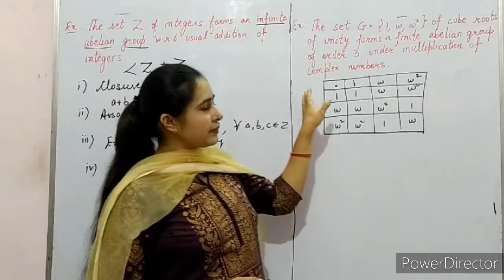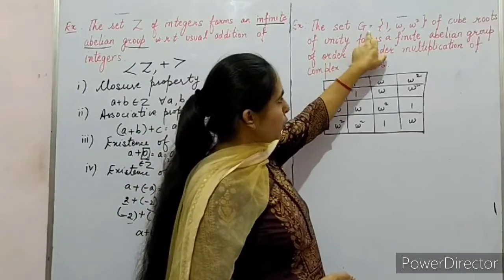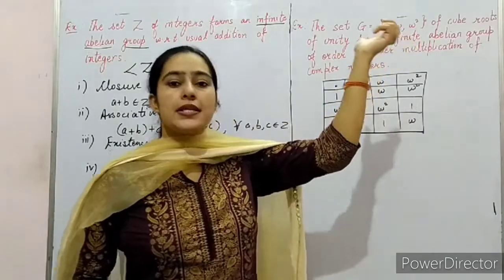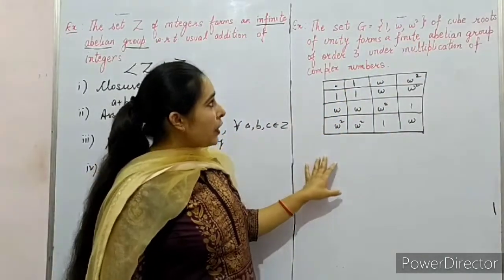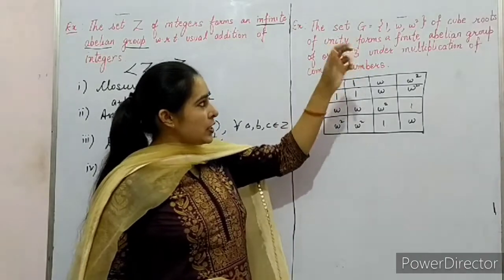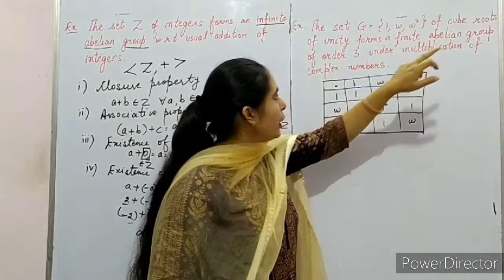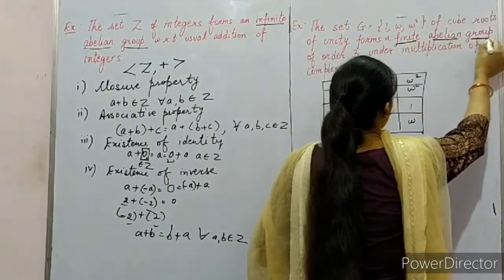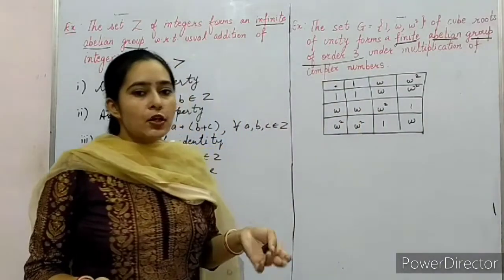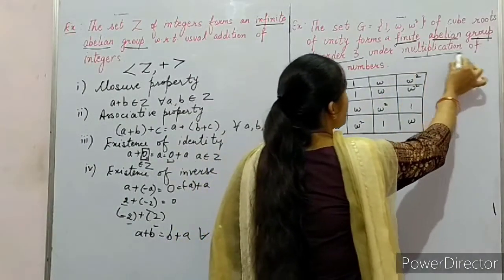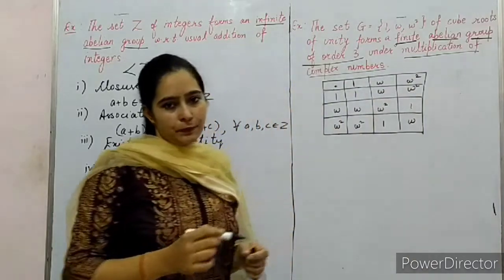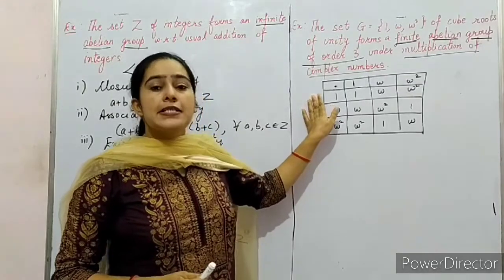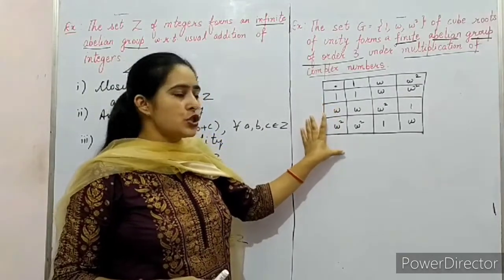Let's discuss some another example. This set G is equal to {1, omega, omega square}, the cube roots of unity. What are these 1, omega, omega square? These are all cube roots of unity. We have to prove that this G forms a finite abelian group of order 3. And what is the operation? Operation is multiplication of complex numbers. Right? Now, to simplify this example, firstly we have to construct composition table.